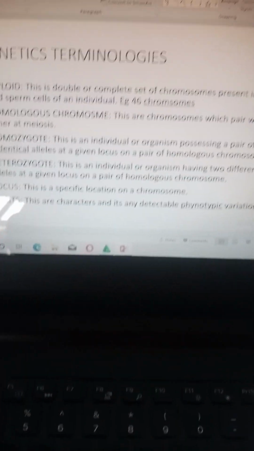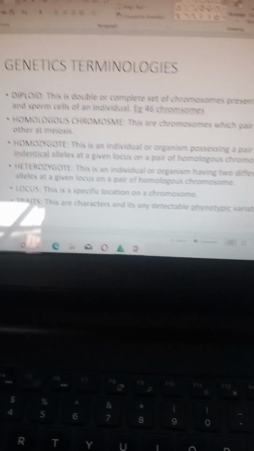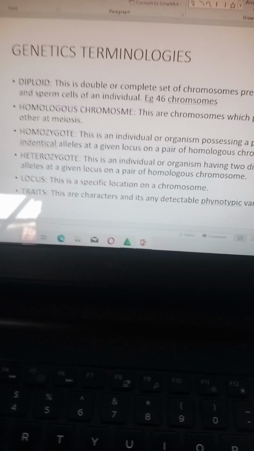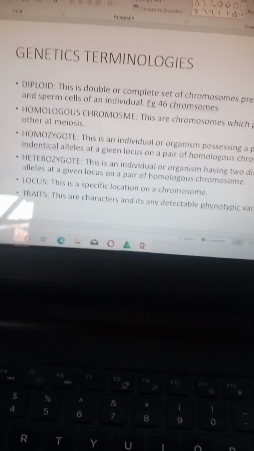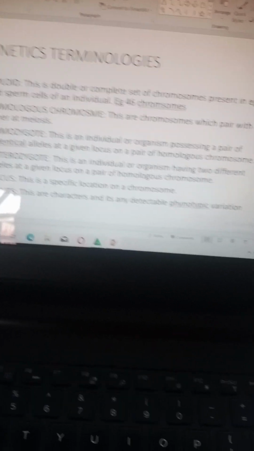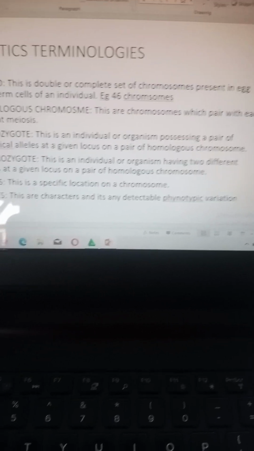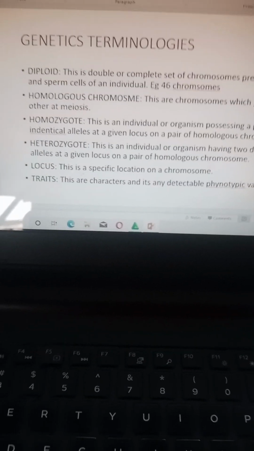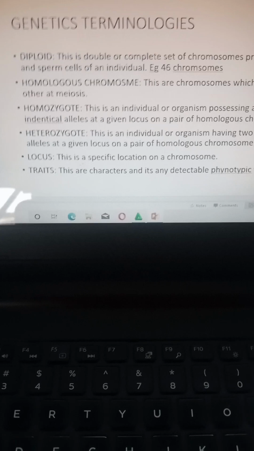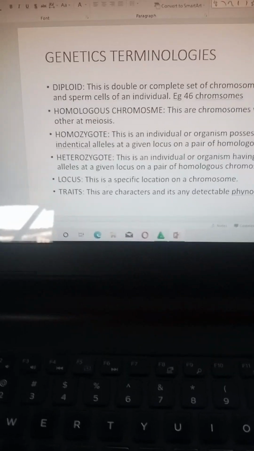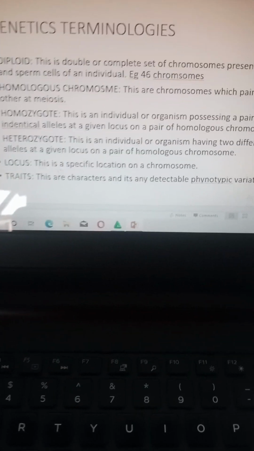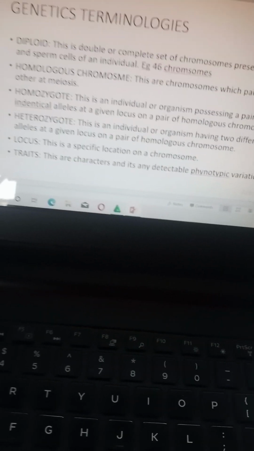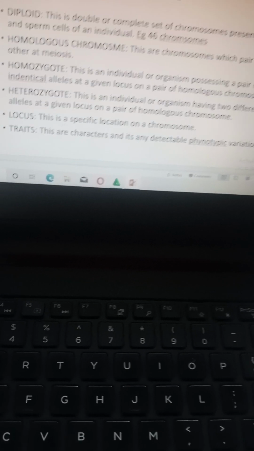Then you keep hearing the word traits, traits, traits. Traits are simply characters. Like I told you, characters are traits, traits are characters, and these characters are detectable phenotypic variation. That is the shape in an individual, the height if he's tall or short, the color and the rest of them. All of these are phenotypic. They are something that you can see in an individual to know individual differences. Okay, so that is what traits are.